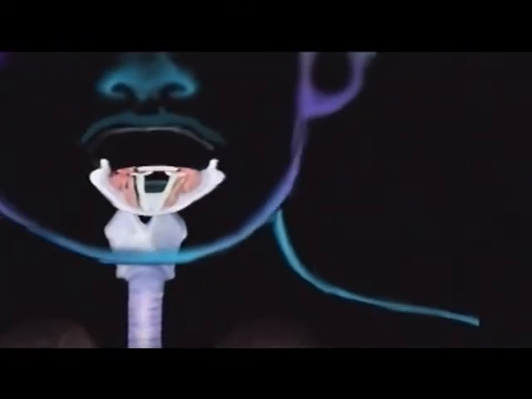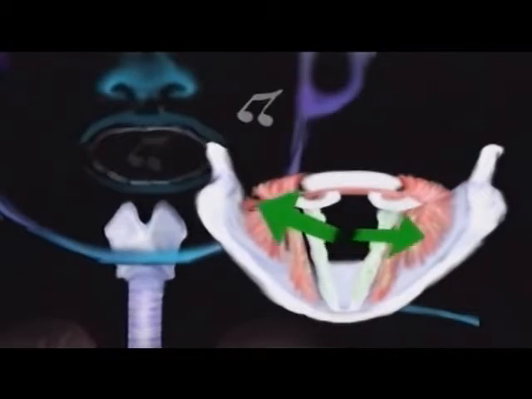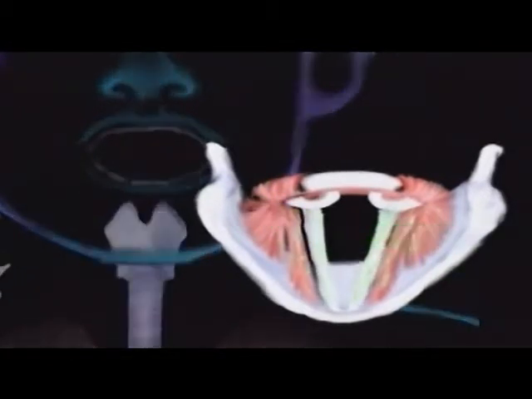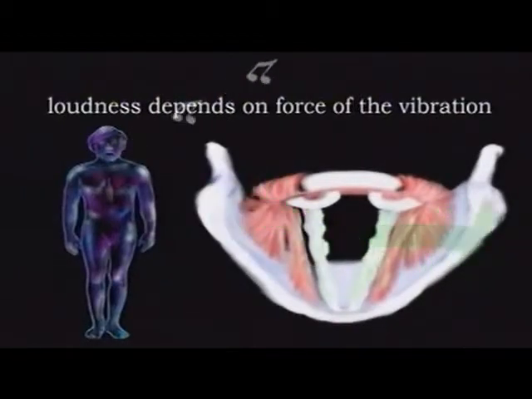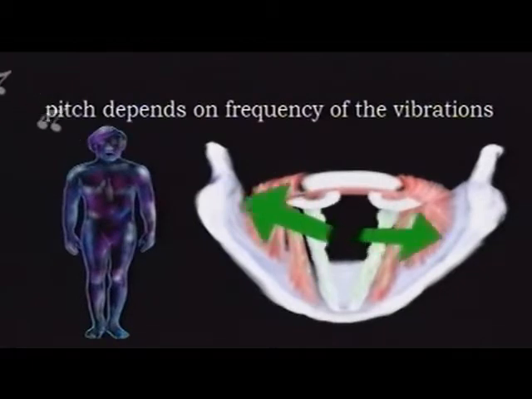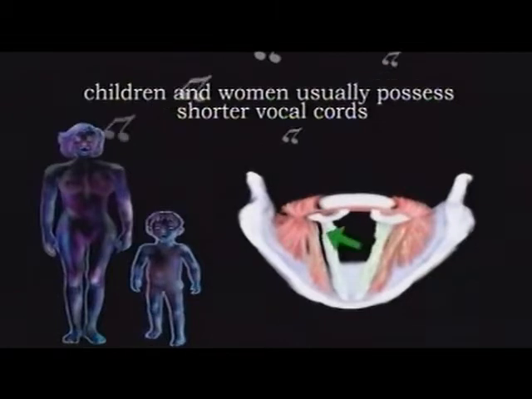Two thin muscular strips coated in mucus called vocal cords stretch across the larynx and vibrate as air passes over them, producing sounds. Muscles in the larynx manipulate the vocal cords. For example, loudness depends on the force of the vibration. Pitch depends on the frequency of the vibrations. Children and women usually possess shorter vocal cords than men, which is why their voices tend to be higher pitched.